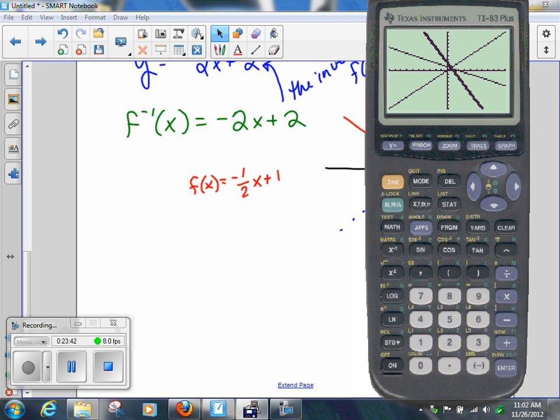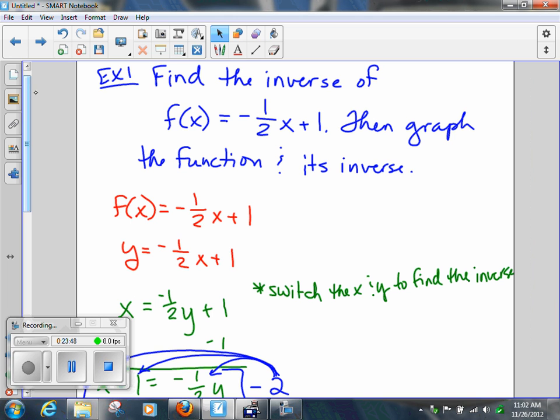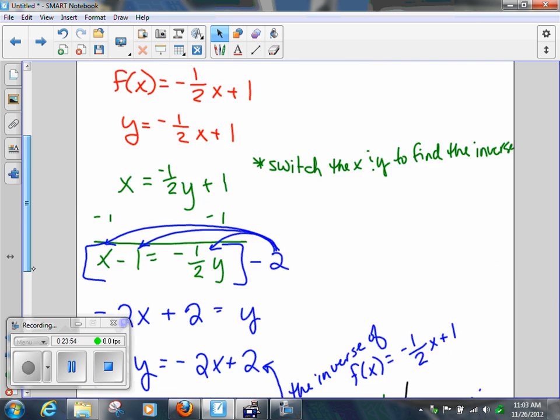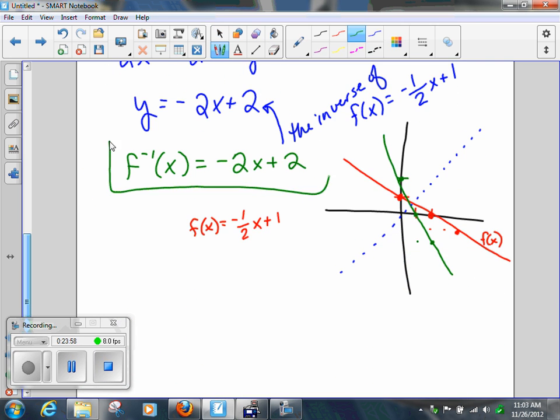All right, now, did we do everything it said? Let's go back and look. We graphed the function, we graphed its inverse, we found the inverse, yes? Did we do everything? So what's part of our answer? This right here, f to the negative 1, that's our inverse, and then the graph. That's part of our answer as well, correct?